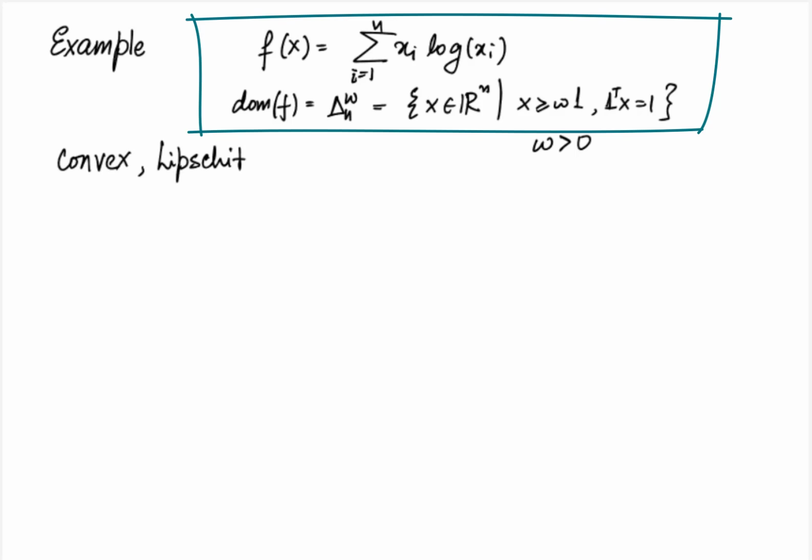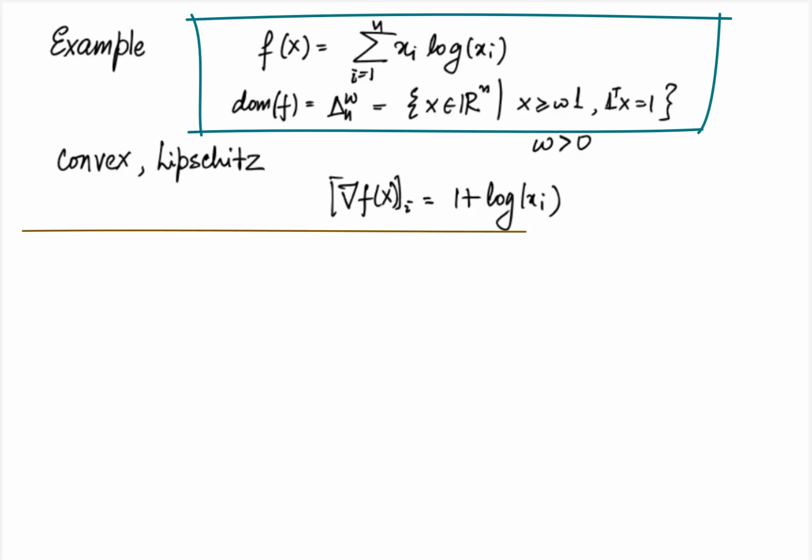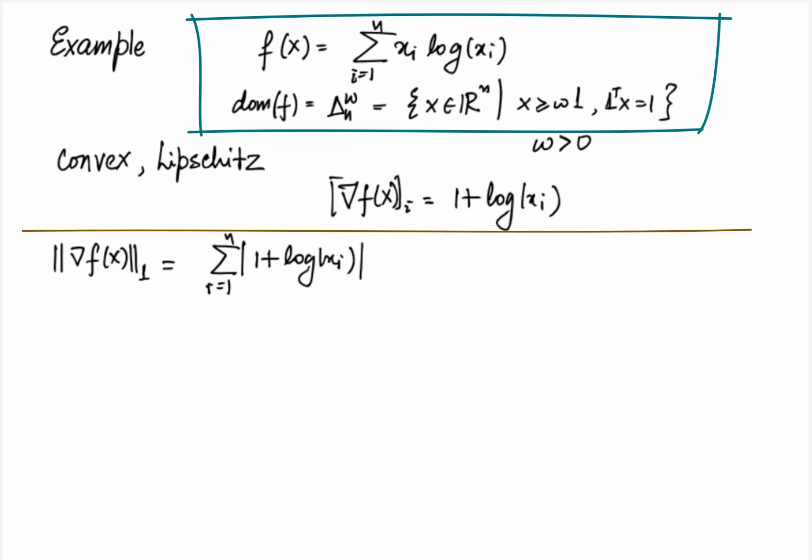Let us calculate its Lipschitz continuity constant LF for various norms. Recall that LF is the bound on the gradient norm of the function. So here we have that the ith entry of the gradient of f of x is 1 plus log of x_i. Therefore, we can see that the L1 norm of the gradient, which is equal to sum over i from 1 to n of the absolute value of 1 plus log x_i, is less than or equal to n times log of 1 by omega minus 1.